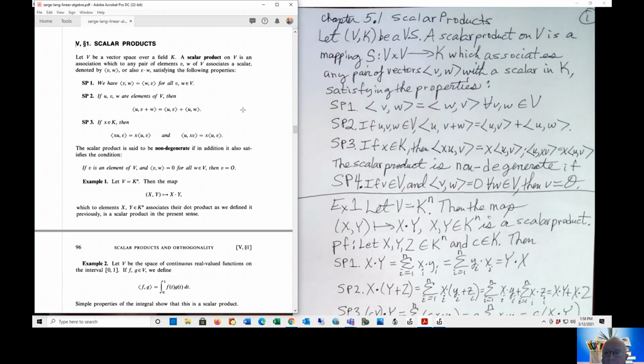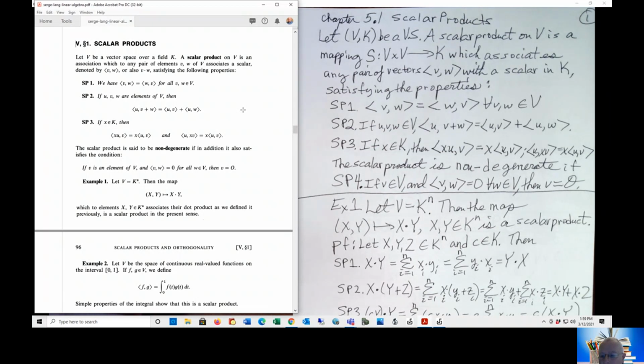The first one, SP1, is commutative. The scalar product of V and W equals the scalar product of W and V. The second one is distributive. If U, V, and W are three vectors in V, then the scalar product of U with V plus W is UV plus UW. And third, if X is a scalar, then the scalar product of XU with V, you can factor out the X. Or if the X is the coefficient of V, you can factor the X out of the first or second components.